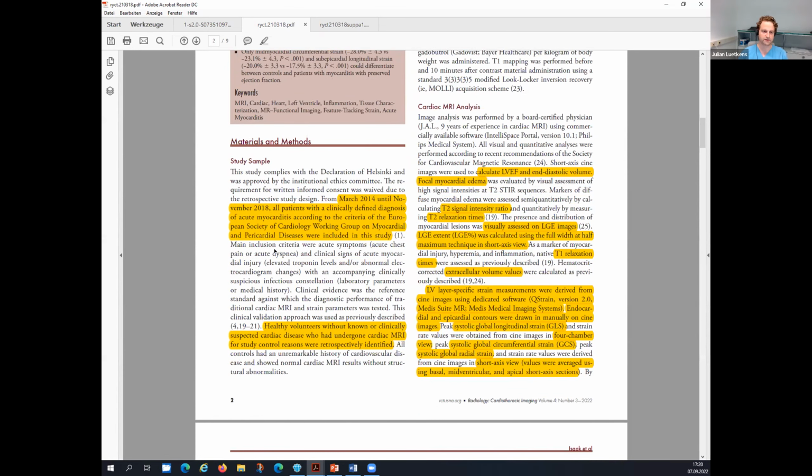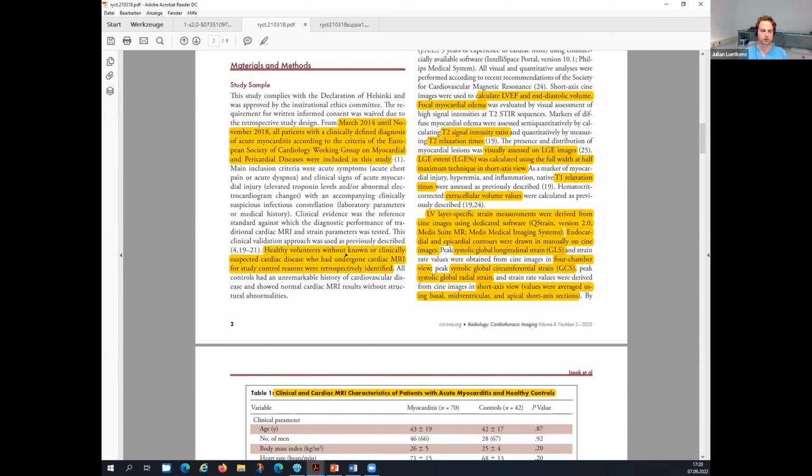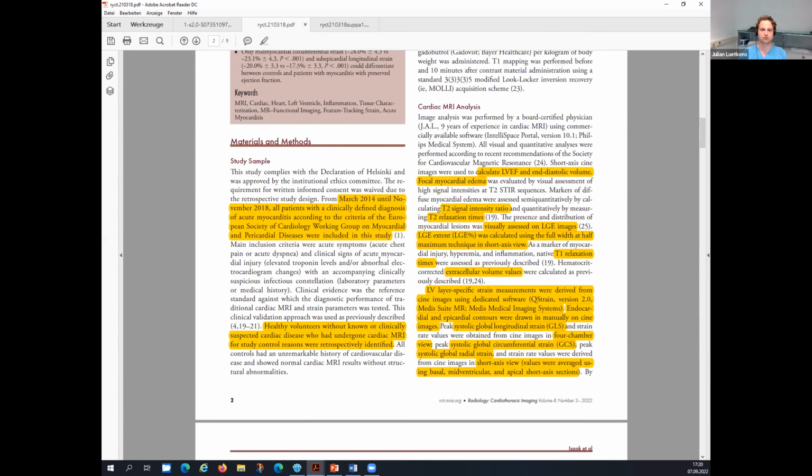So we performed a retrospective study, and we screened our myocarditis patients in the system from 2014 to 2018. All patients had a clinically defined diagnosis of acute myocarditis, which is important, because if you look at parameters like sensitivity or specificity, you know that this is an artificial cohort, and you have to look carefully at the diagnostic values of single parameters. Patients mostly had an infarct-like presentation of acute myocarditis. And we also identified healthy controls who underwent cardiac MRI for study control reasons.